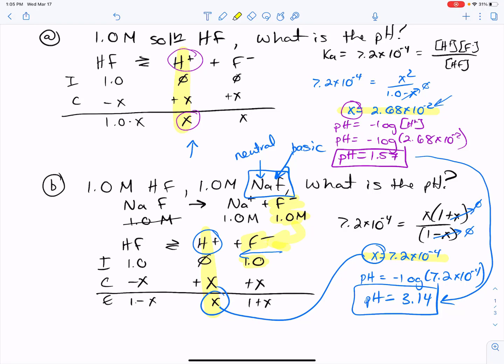The x down here for part B is a lot smaller because, compared to part A, it shifted and created more of the reactant. All right, so how does this apply to buffers?